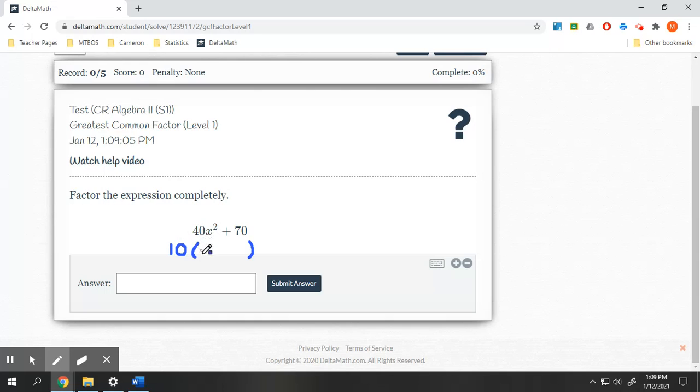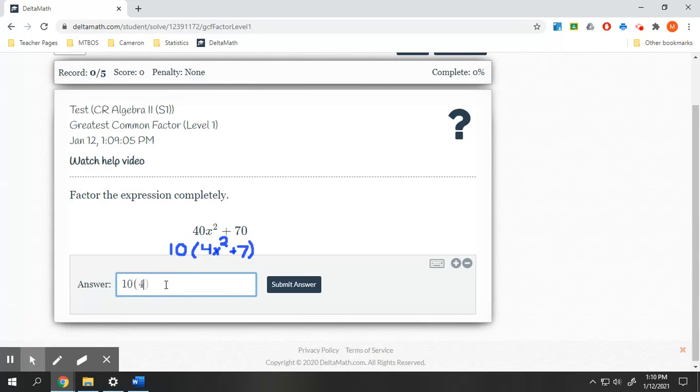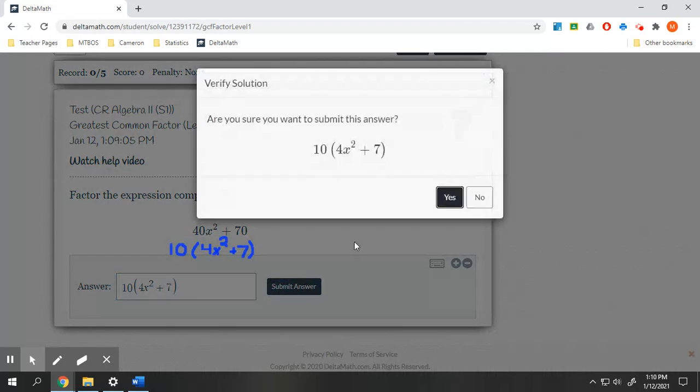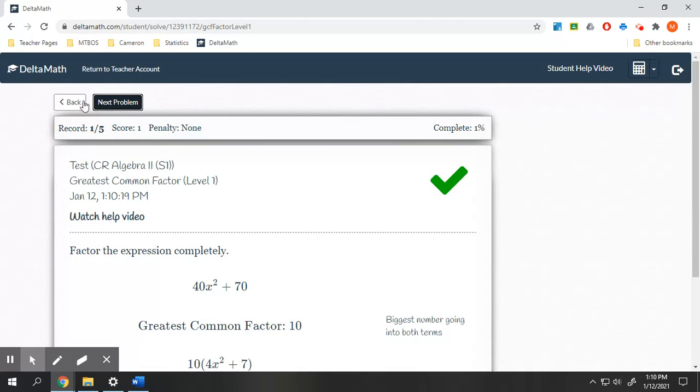I have 40 divided by 10. This would be left with a 4, and then I have an x squared still. And then finally plus, well, 70 divided by 10, I'm left with a 7 here. My final answer on this one is 10 times 4x squared plus 7. And I can double check this if you distribute. 10 times 4x squared is 40x squared. 10 times 7 is 70. And if you notice, 4x squared and 7, those don't have anything else you can factor out. So that is our greatest common factor.